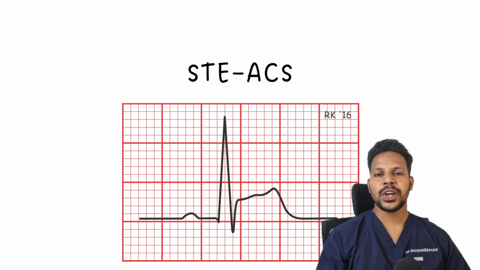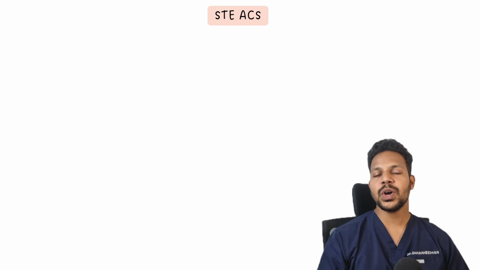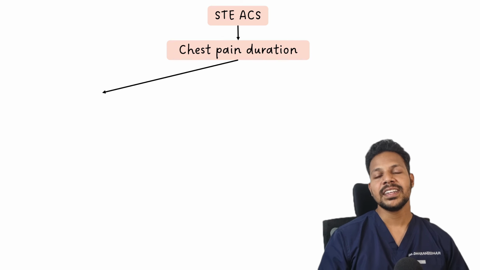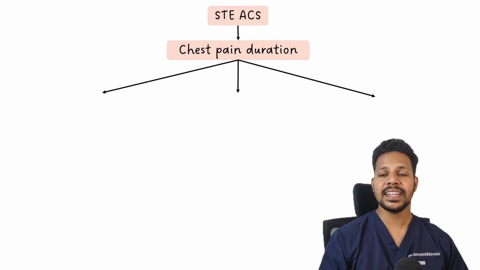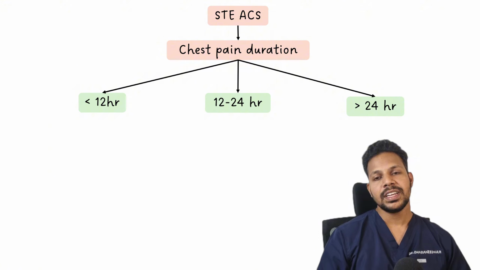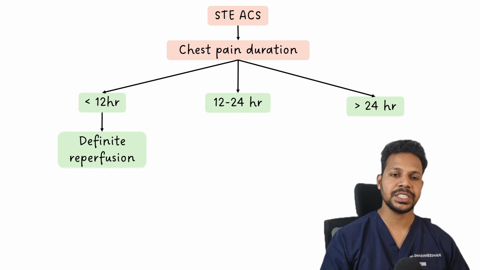Now let's look at acute coronary syndrome management. Now you have identified the ST elevation ACS by looking at an ECG. Firstly, assess the duration of chest pain. Is it less than 12 hours, or 12 to 24 hours, or has it been more than 24 hours? If the duration of chest pain is less than 24 hours, then definitely do reperfusion. Reperfusion means either PCI or CABG.